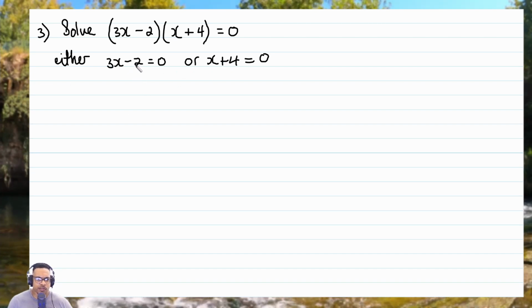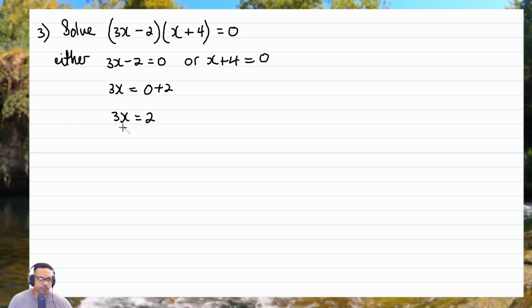In the first one, I'll transfer this negative 2 across the equal sign and it changes to positive 2. So I'll have 3x is equal to 0 plus 2, which will be 3x is equal to 2. Then I have 3 multiplied by x. When I transfer this 3 across the equal sign, the operation will change from multiplication to division, and this 3 will go underneath the 2. So I'll have x is equal to 2 divided by 3.